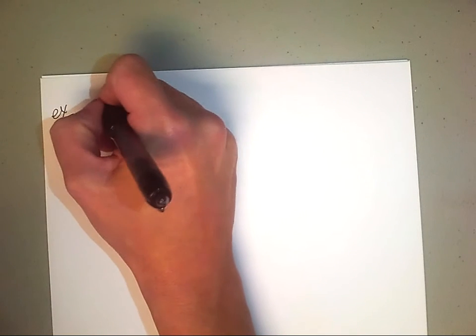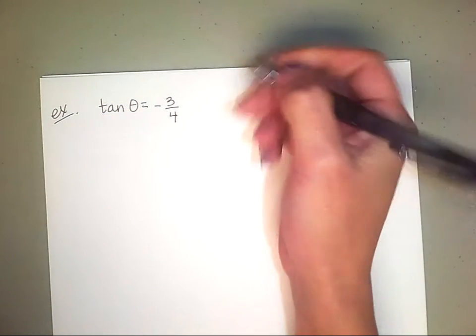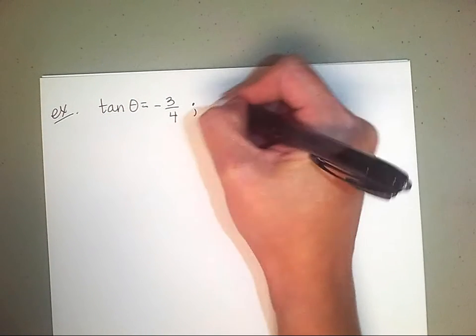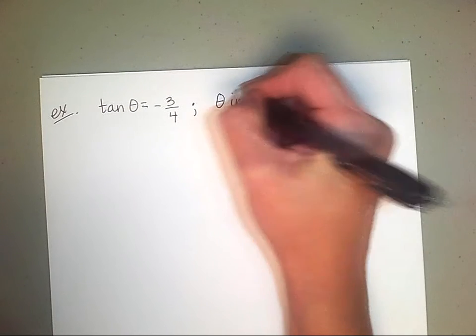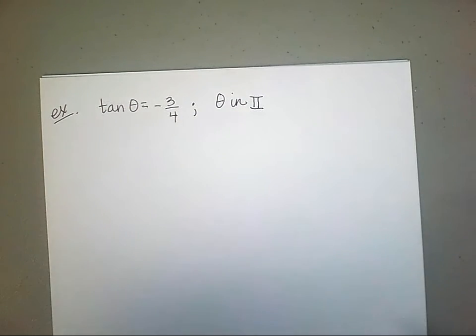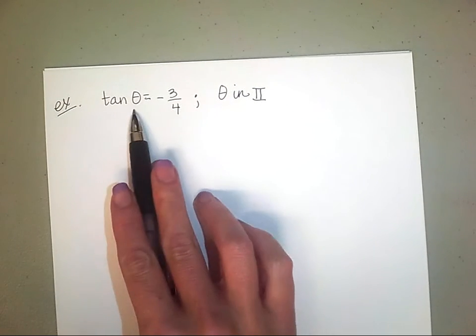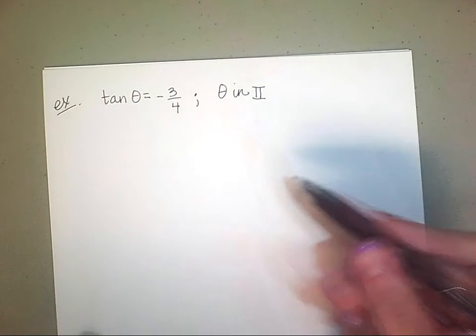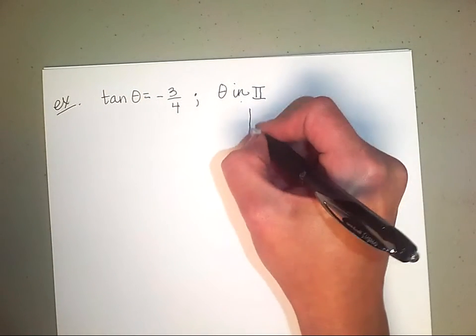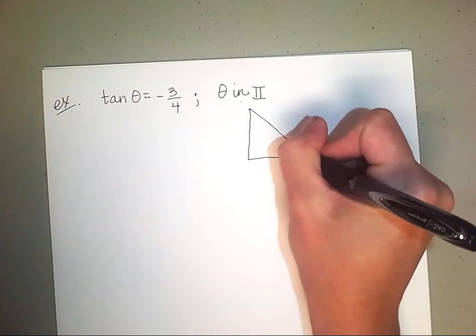Alright, let's say that we know that the tangent of theta is equal to negative 3/4, and we're going to have to be told what quadrant theta is in. Okay. Theta is in 2. Let's go ahead and find all of the double angles. Okay. So we're given the tangent of a single angle, and theta is in 2, so an angle in 2 would have a rectangle like so.